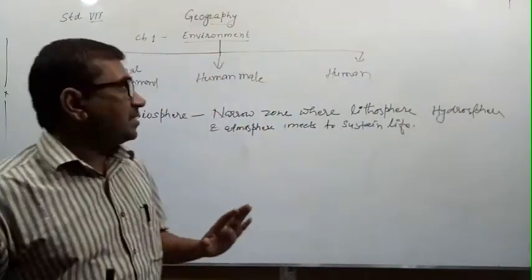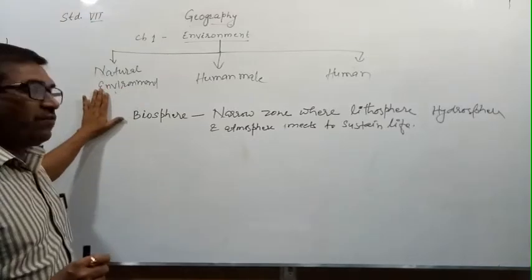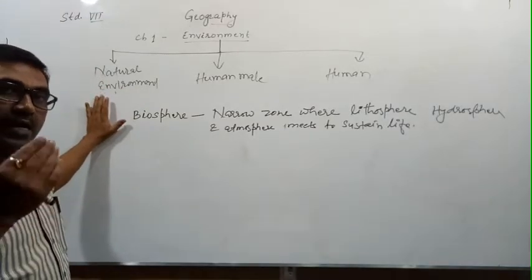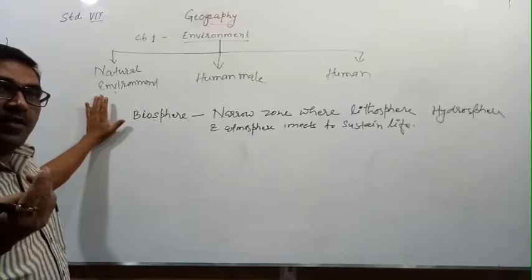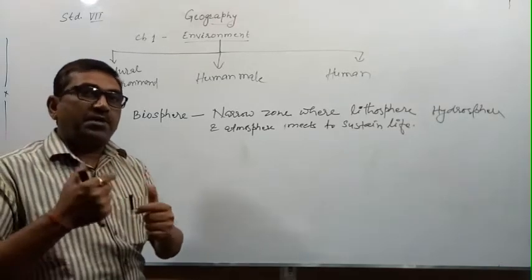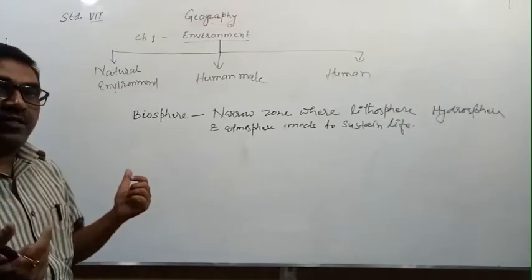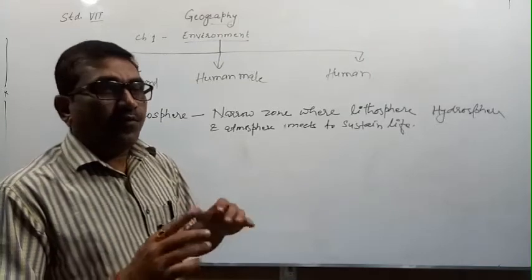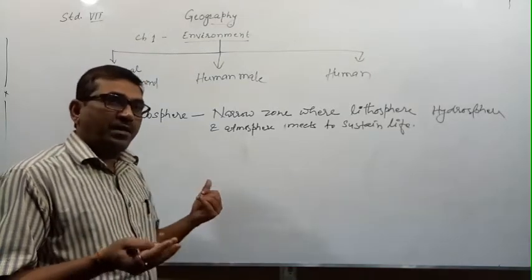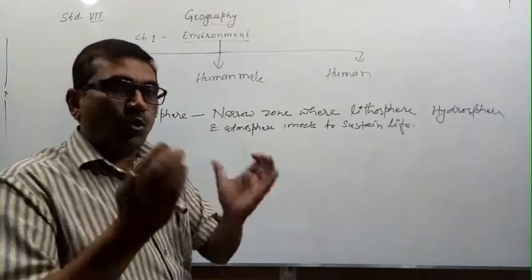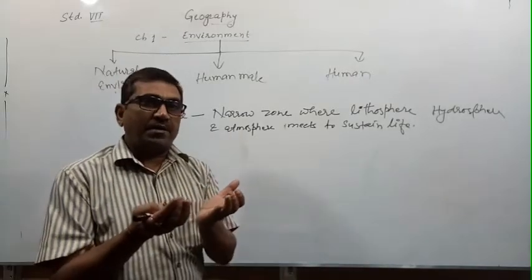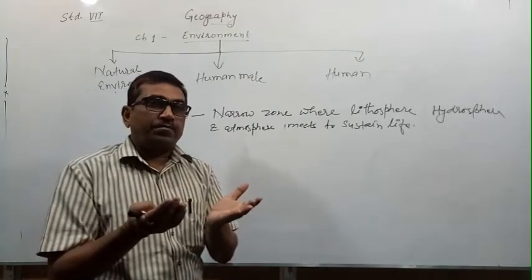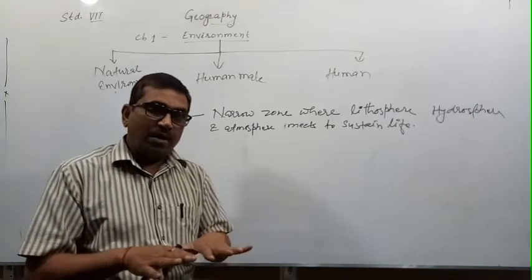It means we have discussed the natural environment. Natural environment has two parts, biotic and abiotic. Biotic consists of plants and animals with life. Abiotic components consist of lithosphere, hydrosphere and atmosphere. Further we have discussed what the biosphere is, where these three zones of the abiotic environment meet. It is a narrow zone where three things meet. It is called biosphere. It means on Earth we have the biosphere.